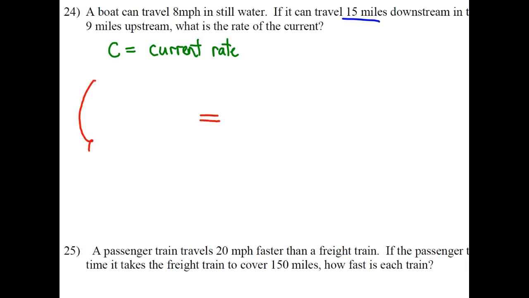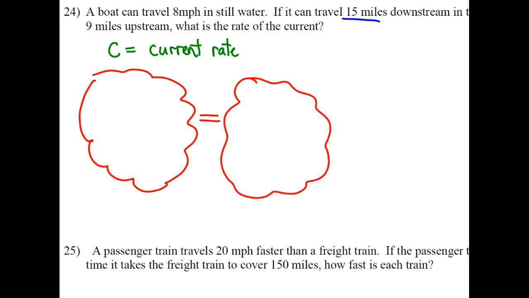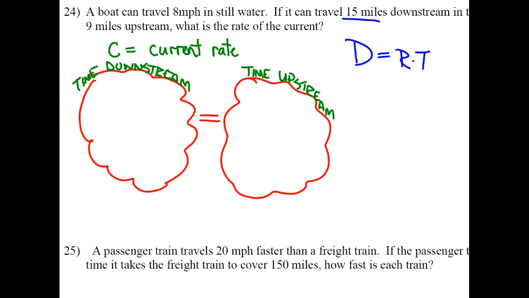So some stuff is equal. What stuff is equal, you say? Well, the stuff that's equal is the time. It's the time upstream and it's the time downstream. Okay, well, what do you mean by time? It doesn't tell us the time. Well, it doesn't tell us the time, but we have been using this distance equals rate times time formula, and if I solve that for t, time is equal to the distance divided by the rate.